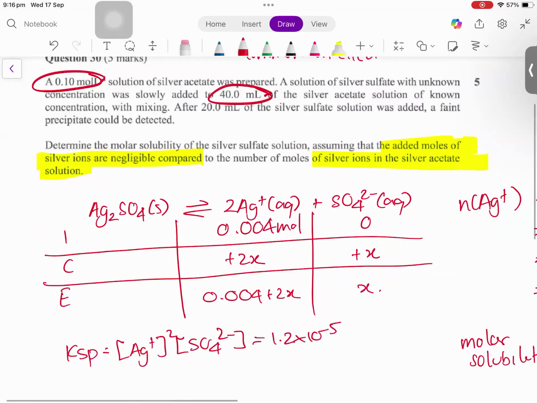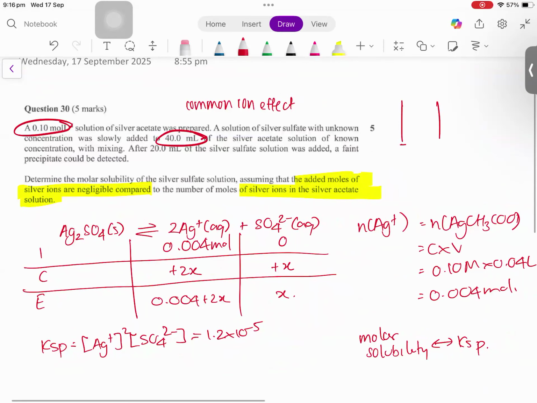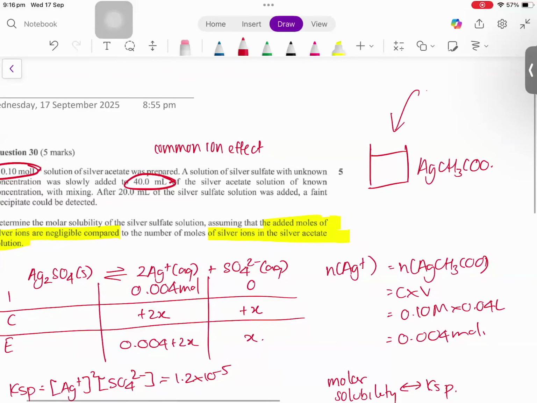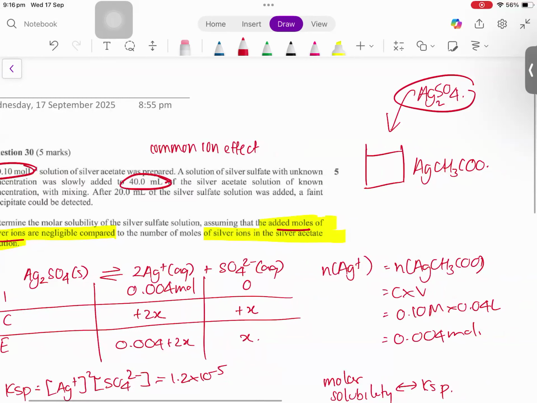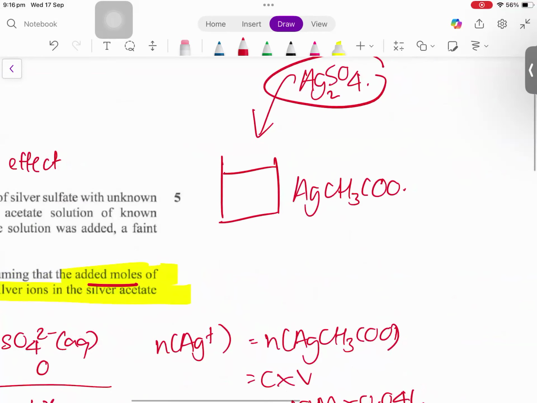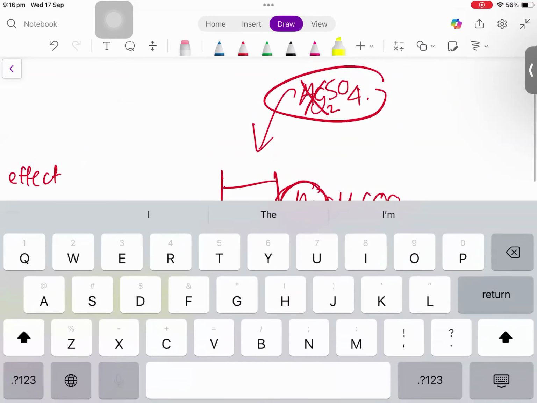Guys, what they're basically saying is, you've got an existing solution of silver acetate, and then you're putting in drops of silver sulfate as you go. What they're basically saying is the added moles of silver from the silver sulfate here is negligible. Basically, ignore any silver that came from silver sulfate. So pretend like all of the silver in the beaker only came from the silver acetate. In other words, ignore the silver part of the silver sulfate and focus just on the sulfate.